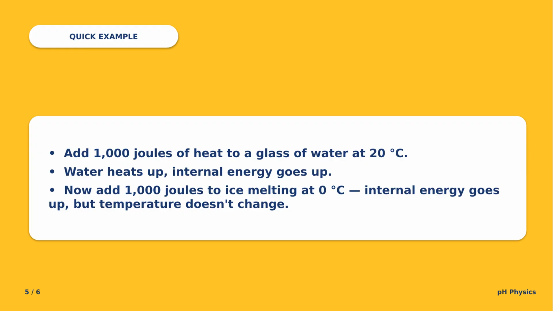Quick example. Add 1,000 joules of heat to a glass of water at 20 degrees centigrade. Water heats up, internal energy goes up. Now add 1,000 joules to ice melting at 0 degrees centigrade. Internal energy goes up, but temperature doesn't change. The energy is going into breaking bonds, raising the PE.